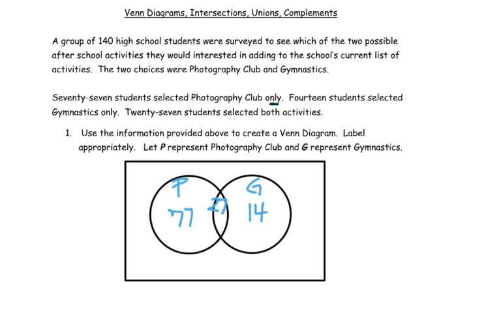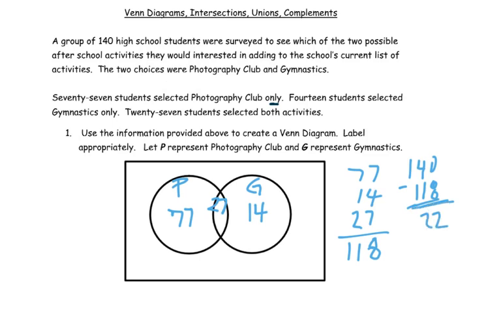I see 77 that have chosen photography. And I see 14 for gymnastics only, and then 27 that chose both. All right, and we add those together. That's 118 total accounted for in the survey. So what we don't have is 140 minus the 118. Looks like we're missing or unaccounted for 22 students.